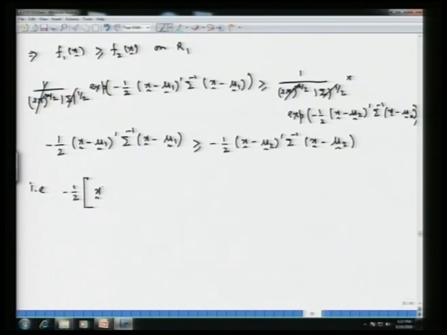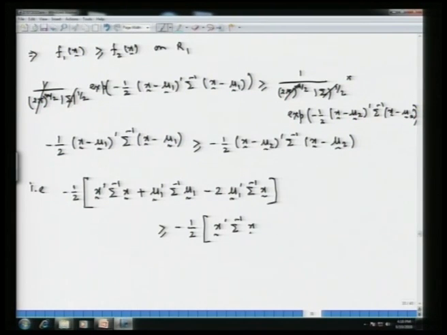So, what are the terms that we get here? We get the terms x transpose sigma inverse x, and then another positive term which is mu 1 prime sigma inverse mu 1, and then the cross product term, that is minus 2 mu 1 prime sigma inverse x, or minus 2 x transpose sigma inverse mu 1. Let us write that as 2 times mu 1 prime sigma inverse x. So, this is what we have on the left hand side. This is greater than or equal to the similar terms: x transpose sigma inverse x, plus mu 2 transpose sigma inverse mu 2, minus twice mu 2 transpose sigma inverse x.